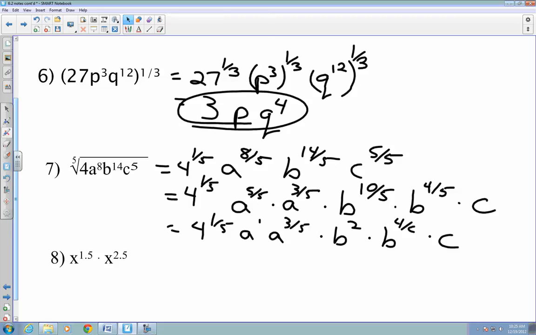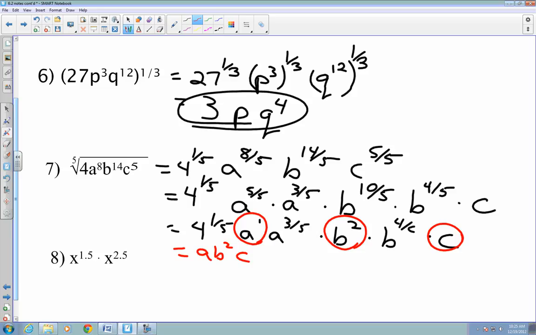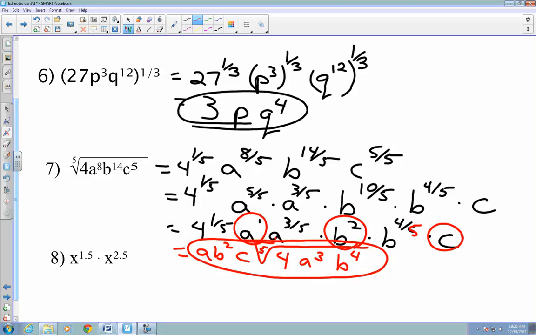So now, we put it back in radical form. I'm going to take all the ones that are to a whole, to an integer power. So that's going to be this one, and this one. They go outside the radical. So I'm going to have a b squared c. Now I'm going to write the radical. The 5th root of everything with a 5 in the denominator goes back under there. This is 4 to the 1 or just 4. A to the 3rd. And this was 5. So b to the 4th. That's in simplified radical form.